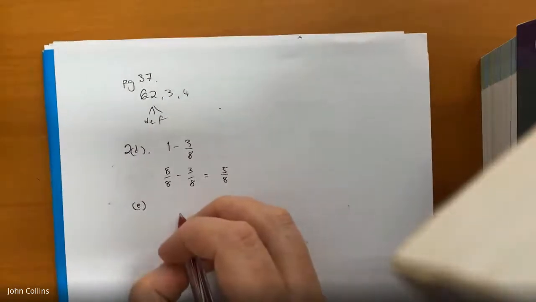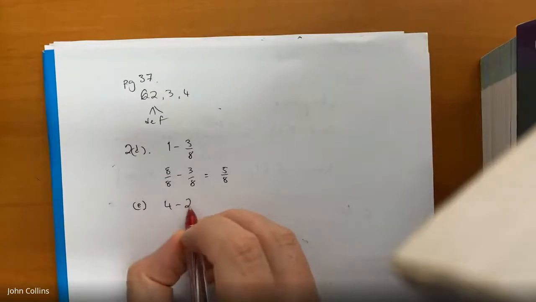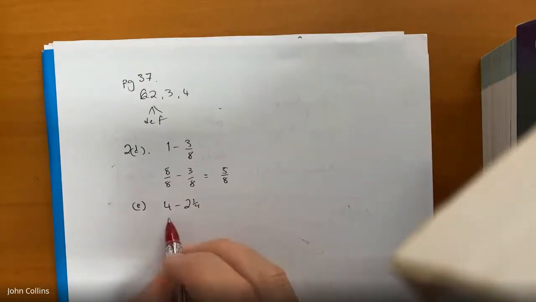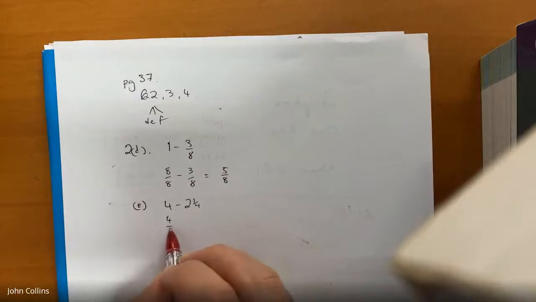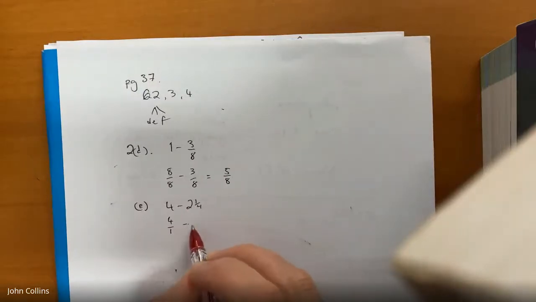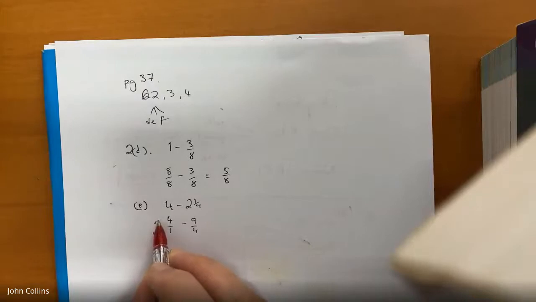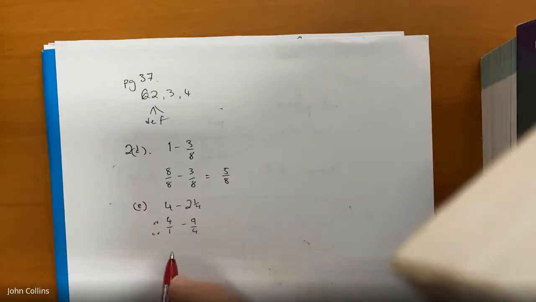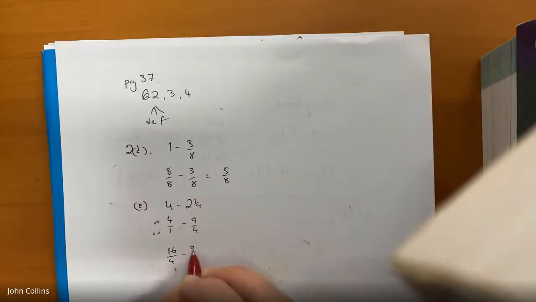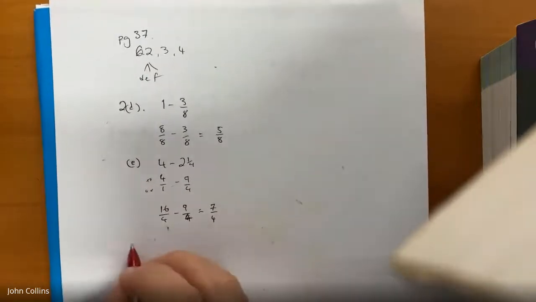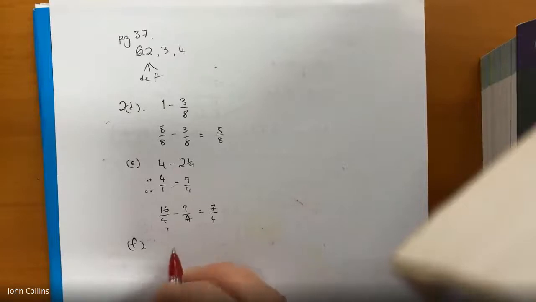2E then. 4 take away 2 1/4. So perhaps turn them both into mixed numbers. So this is going to be 4 over 1 take away 9 over 4. 2 times 4 plus 1. Common denominator is going to be 4 here, so multiply this one by 4 over 4, or you could do your cross multiply thing. So you get 16 over 4, take away 9 over 4, so that gives you 7 over 4. And part F, 2 3/5, take away 1 1/2.